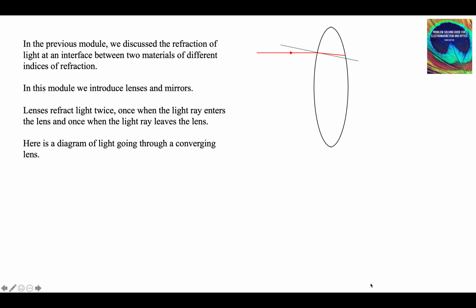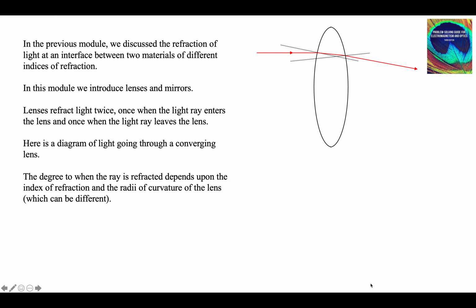Now we have a second refraction. We put the normal there. It's going to get bent away because it's going into the air. So the net result, a converging lens, not surprisingly, converges the light. It's a very complicated situation. You've got two normals, you've got an index of refraction involved, and we're going to simplify that tremendously.